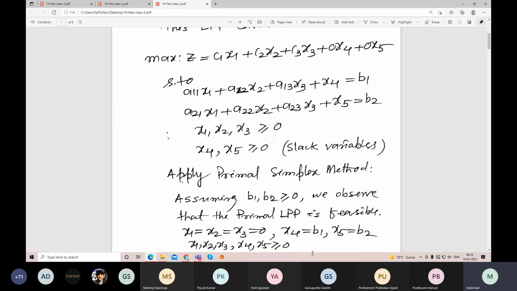But if x4 equals 10 and x5 equals 0, that is, if one of the basic variables becomes 0, then that solution is called a degenerate solution. So with a degenerate solution, we may have recycling, degeneracy.